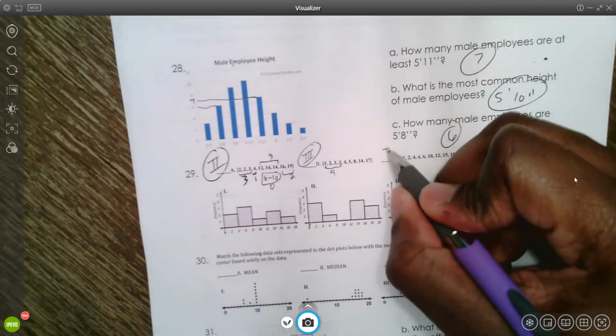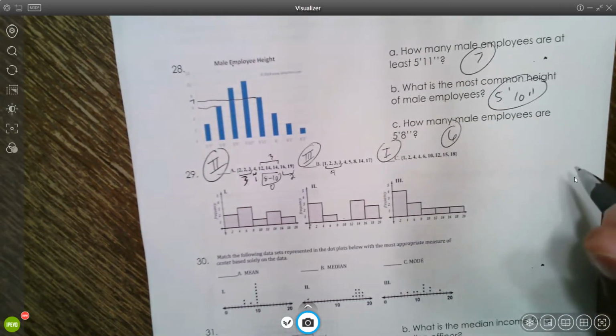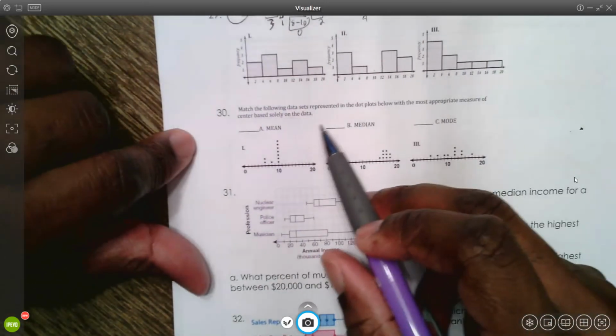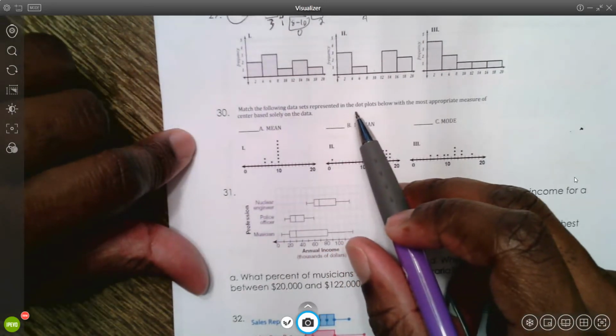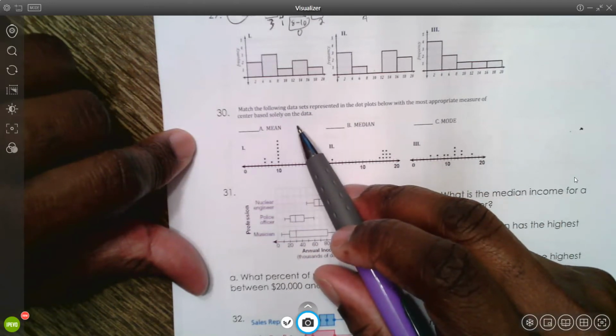Yeah, that's true. This has to be number 1. You can prove it by figuring out the frequency in those sets. I'm going to number 30. All right, it says match the graph with the dot plot, which most appropriately measures its center based solely on the data.